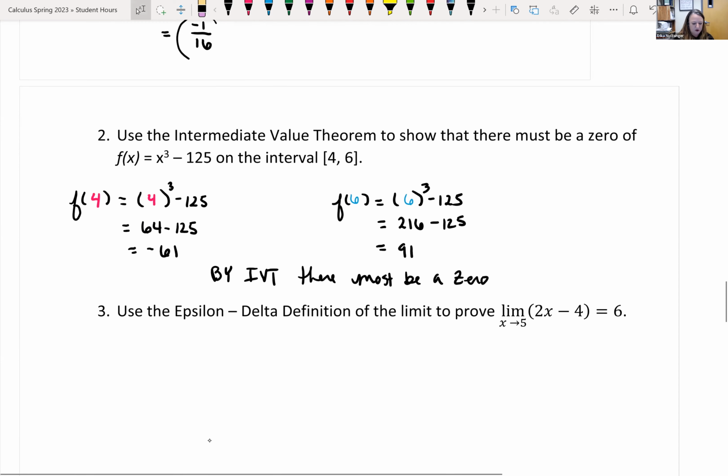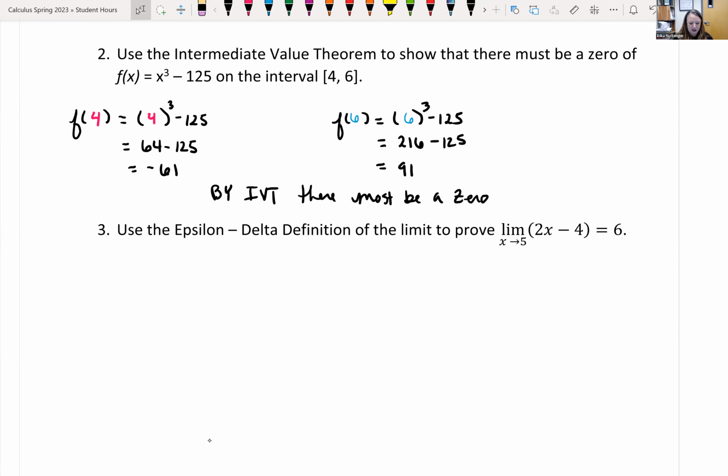Okay, so our next problem, 3, use the epsilon-delta definition to prove that the limit as x approaches 5 of 2x minus 4 is equal to 6. Okay, so we need to choose some delta such that we know that the absolute value of x minus a, in our case a is 5, is less than delta.